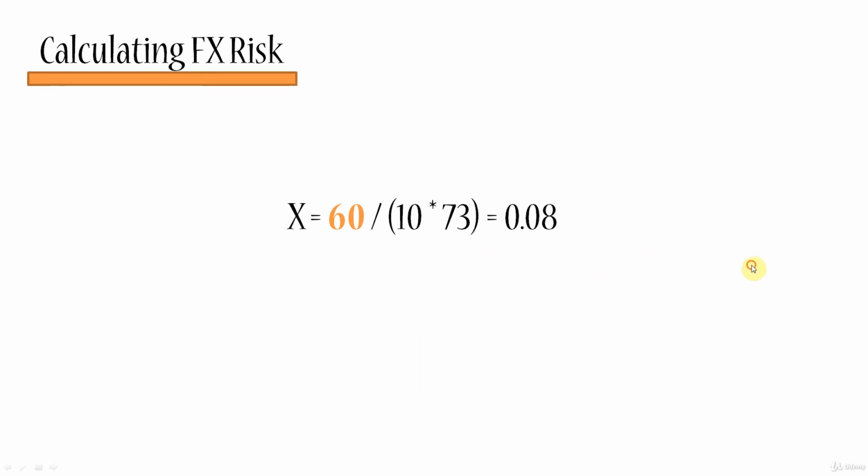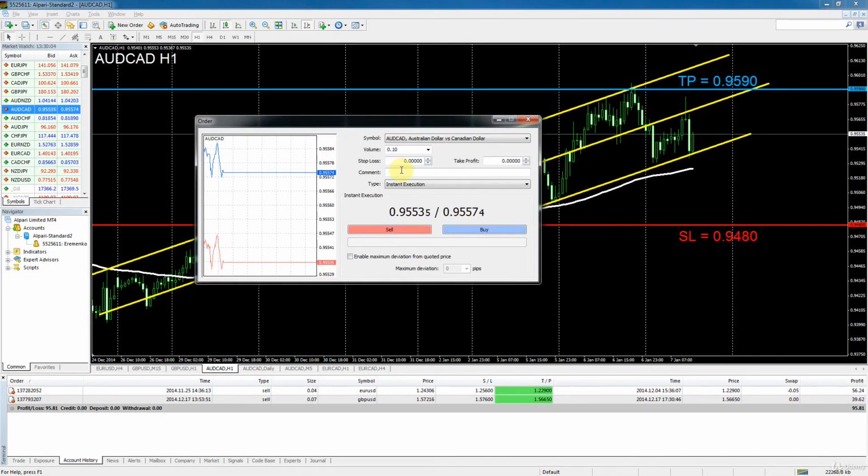Now we can exit this presentation. The order screen pops up, and so we'll type in 0.08 lots. Stop loss is 0.9480. Take profit 0.9590. Comment: my third Forex order, and instant execution. We want to create a buy order.